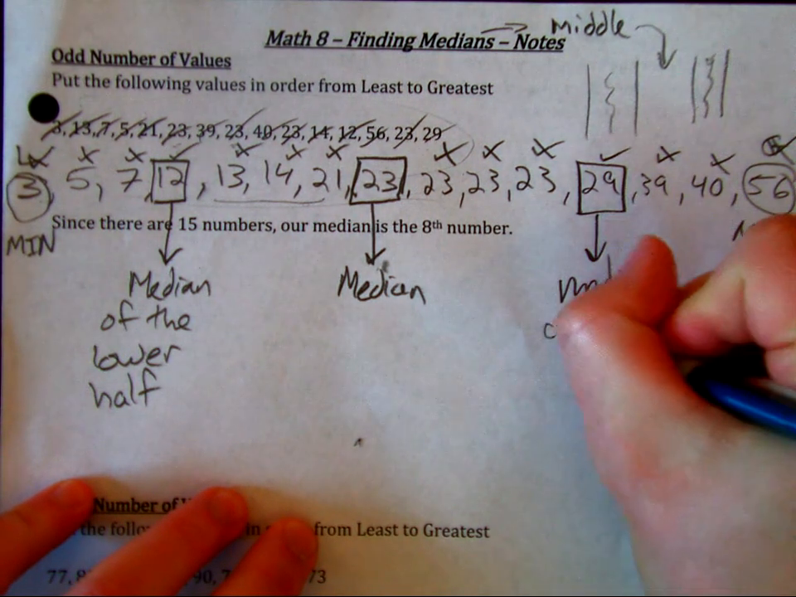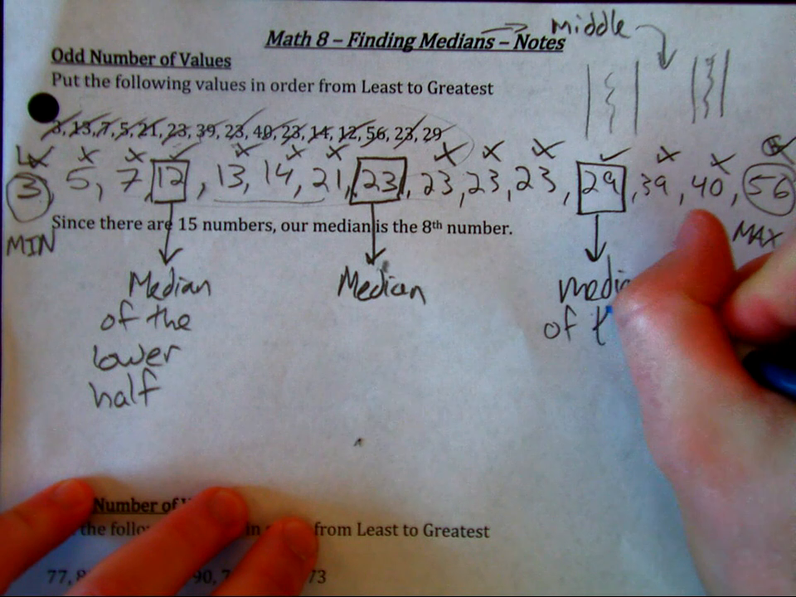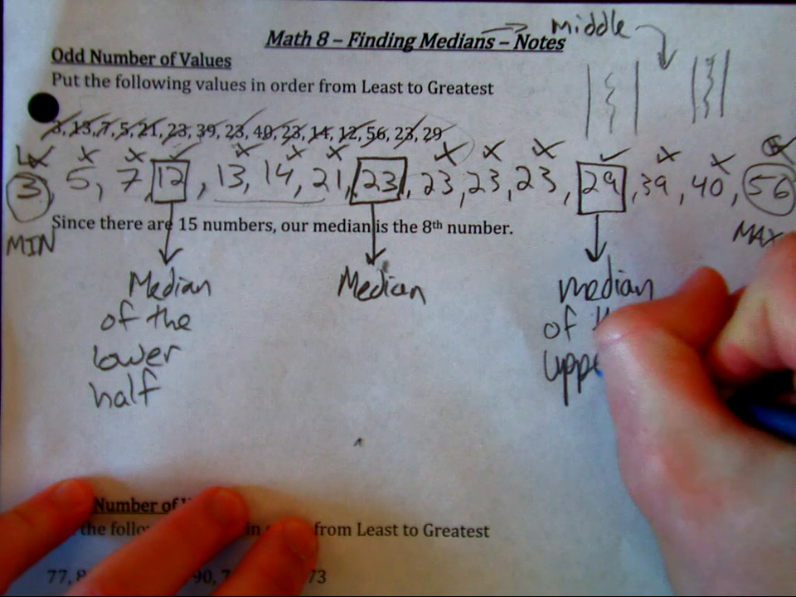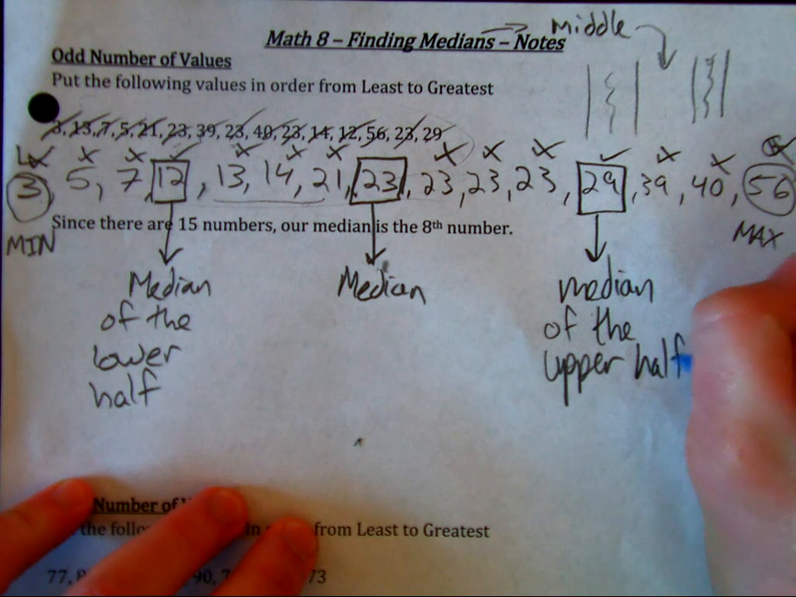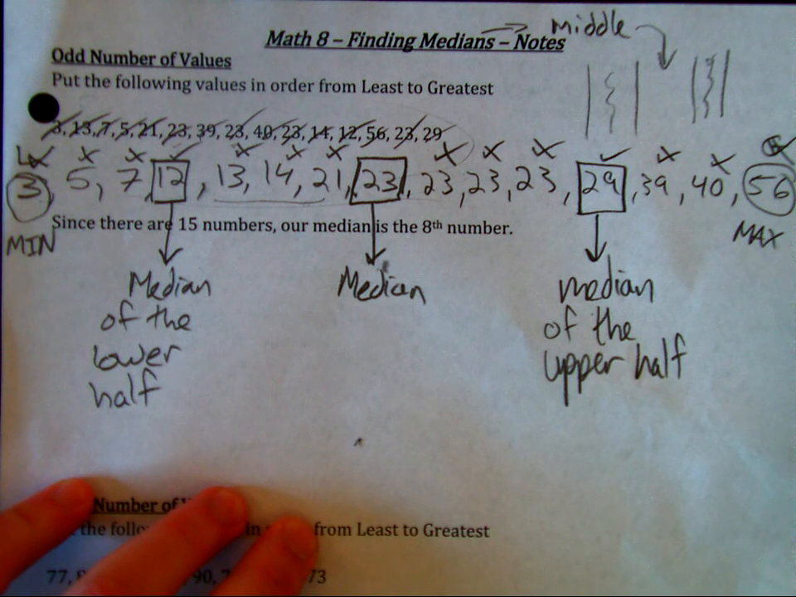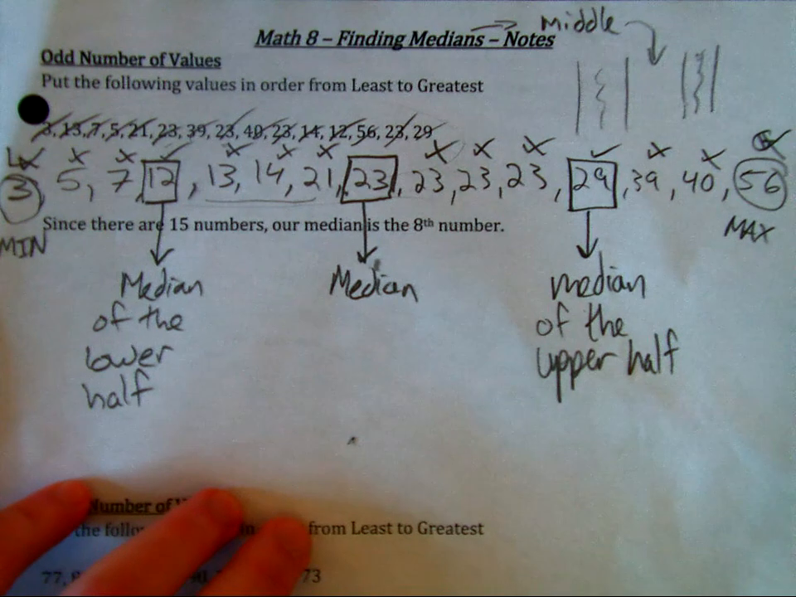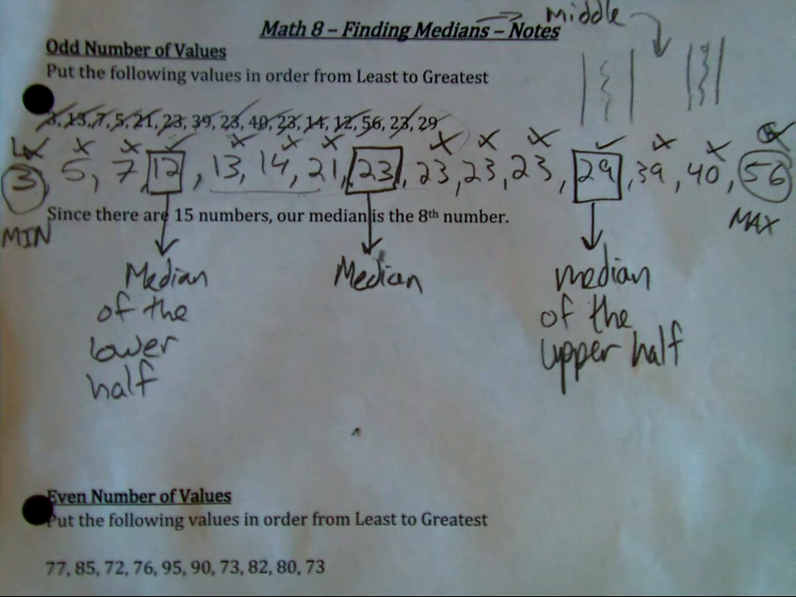However, you want to call this one the median of the upper half. Median of the upper half. If you can count numbers, if you can put those numbers in order, you can find the median, and you can set up our box plots, which we will be doing tomorrow. However, we want to make sure I can give you good examples for this.